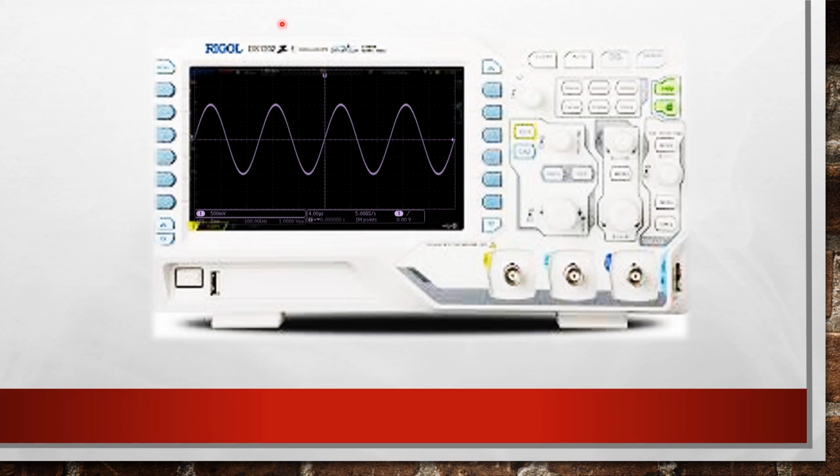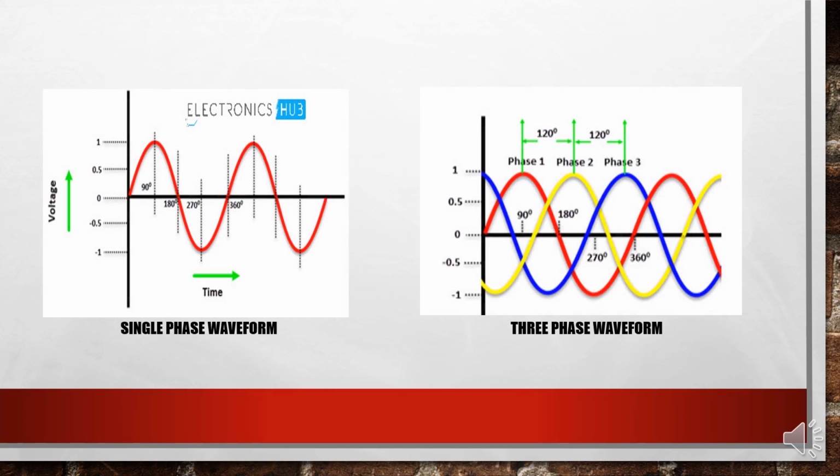This is an example of an oscilloscope that is usually used in the lab. This is the example for a single-phase waveform, and this is the example for a three-phase waveform. For a single-phase waveform, we only have one wave. For a three-phase waveform, we have three waves. They are developed inside the oscilloscope.